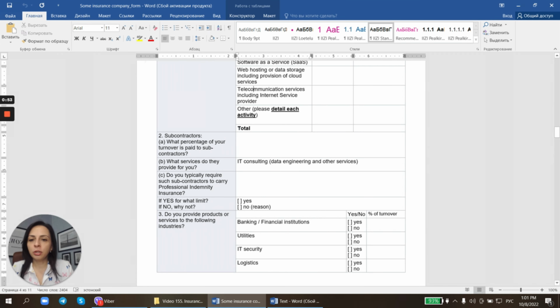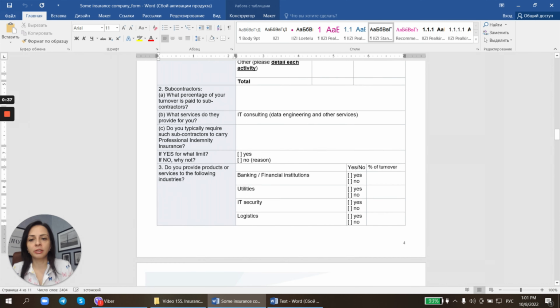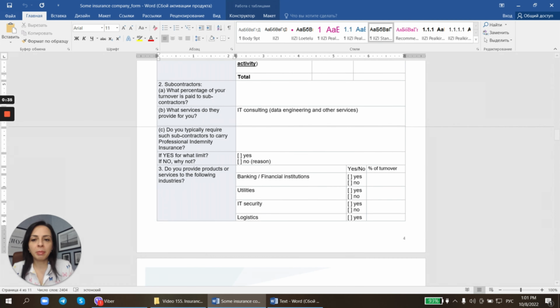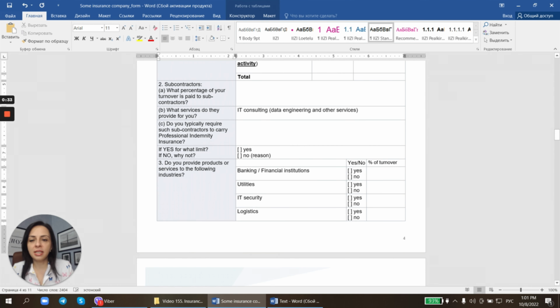Okay. Subcontractors. What percentage of your turnover is paid to subcontractors? That's also important for insurance companies. So they want all of your details, the details even you as a business owner may not have thought of. What services do these contractors, subcontractors provide to you? Do you usually require such subcontractors to carry professional indemnity insurance? If yes, for what limit?